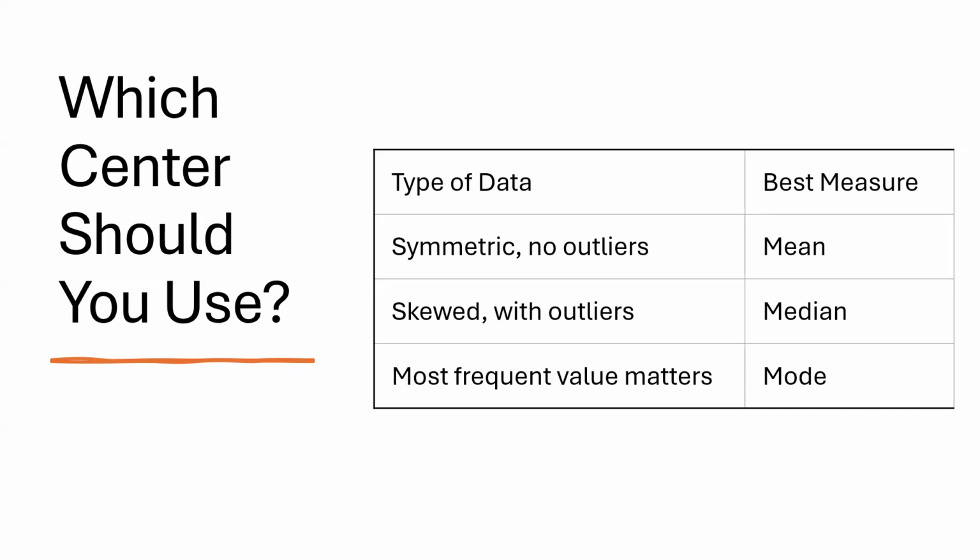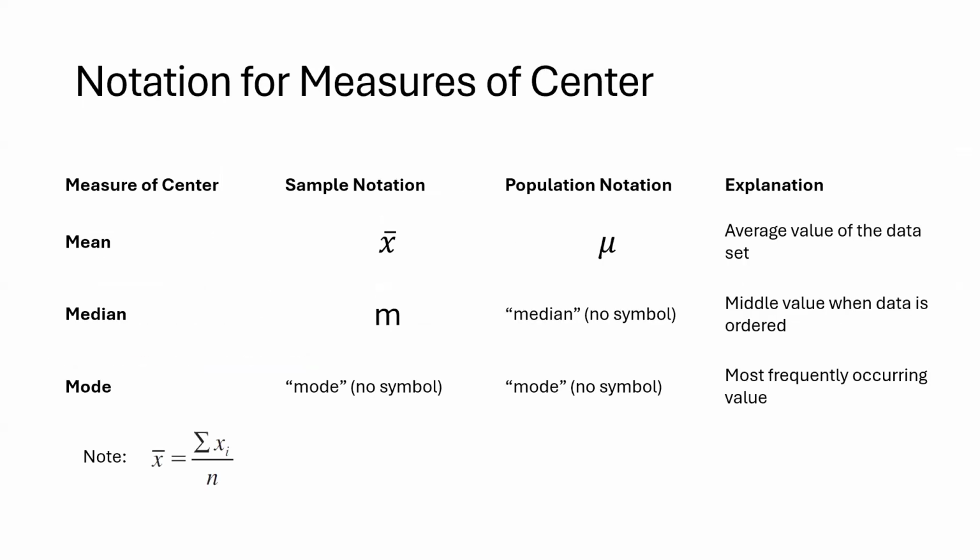All right, so remember, use the mean for balanced, symmetric data, the median when you want a stable summary that ignores outliers, and the mode when the most popular item is what matters.